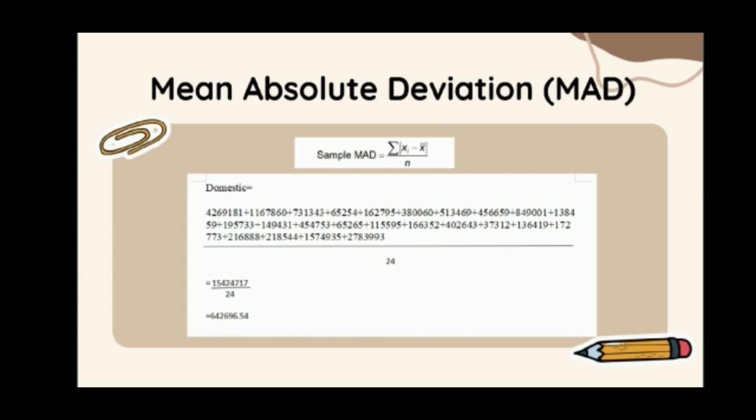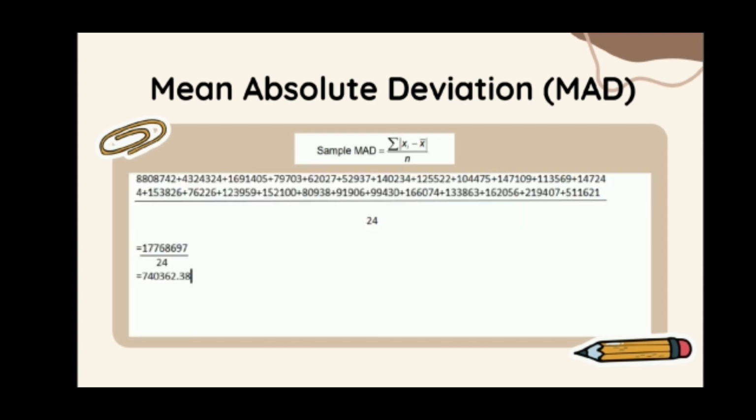The first step is to compute the mean, and of course we just sum up all the values and divide by the number. So for domestic airline, the mean value we get is 642,696.54, and the mean value for international airline is 740,362.